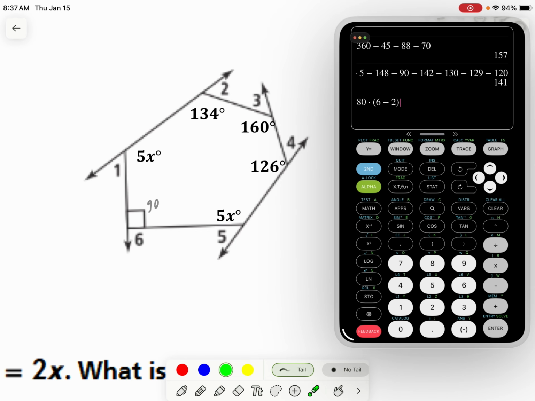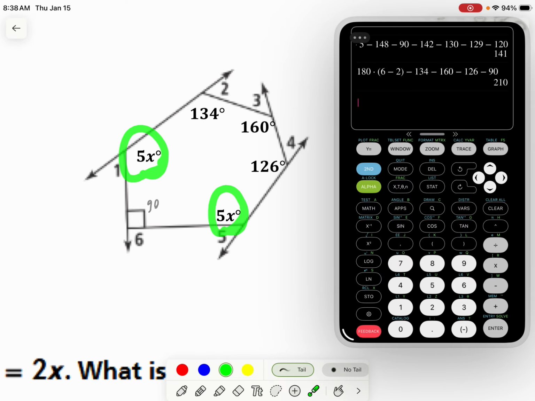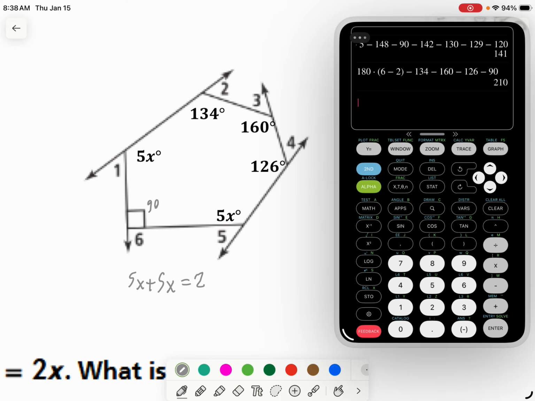Okay, there's 180 times 6 minus 2. And then I'm going to subtract out the other ones. Minus 134, minus 160, minus 126, and minus 90. So I got 210. That's for the sum of these two angles, though. So I'm going to actually write that out. 5x plus 5x equals 210.